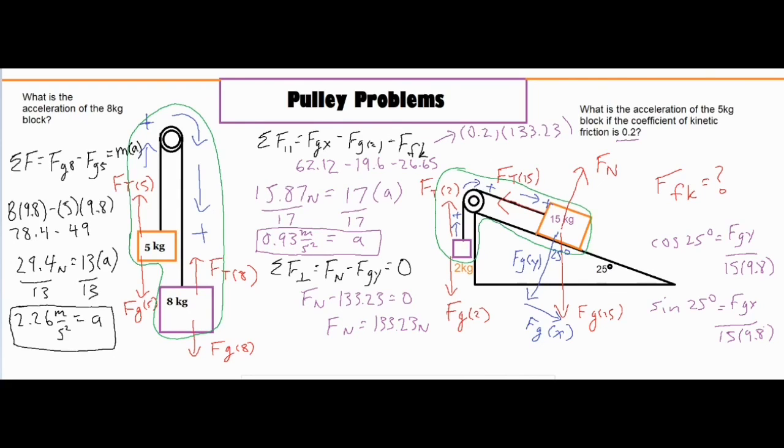All right, so I took my FGX, which is my component along the ramp from here, subtracted the FG2, and then subtracted the force of kinetic friction, and that left me with a net force of 15.87 newtons. I set that equal to a mass of 17 kilograms, because remember, it's not just the 15 kilogram mass moving, it's attached to the 2 kilograms, so the total mass of the system is 17 kilograms. So net force equals m times a, divide both sides by the mass, and that left me with an acceleration of 0.93 meters per second squared.